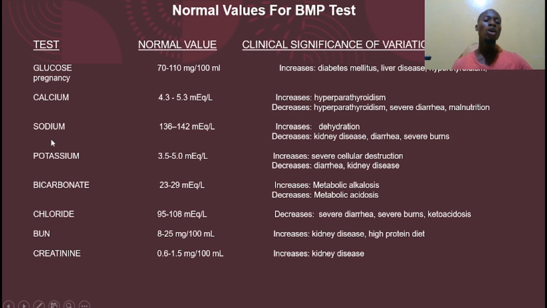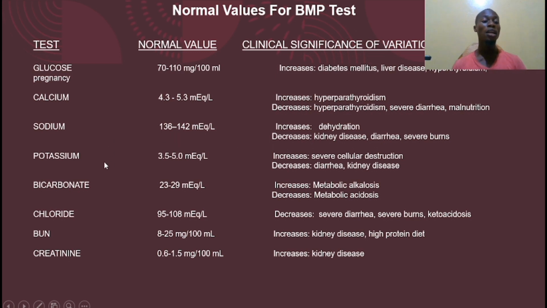So sodium should be around 136 to 142 milliequivalents per liter. That is when sodium increases. The clinical significance is that when sodium increases, that means the individual has a severe level of dehydration. And when sodium decreases, that means the individual has kidney disease, diarrhea, or severe burn.